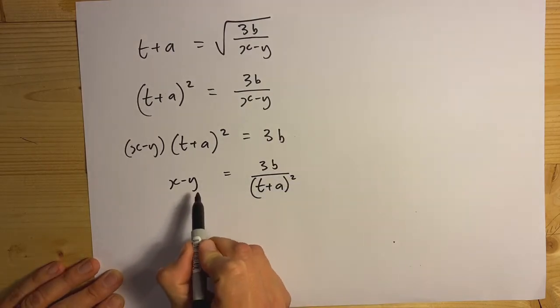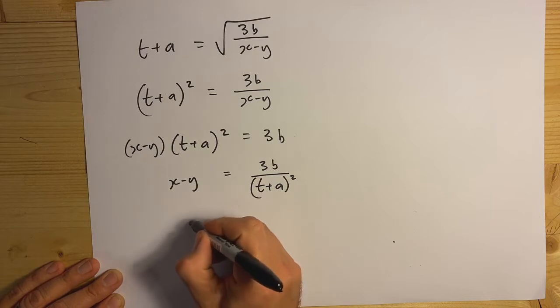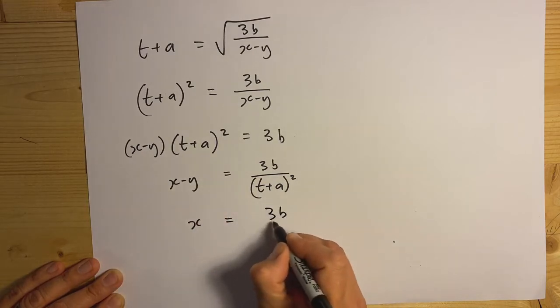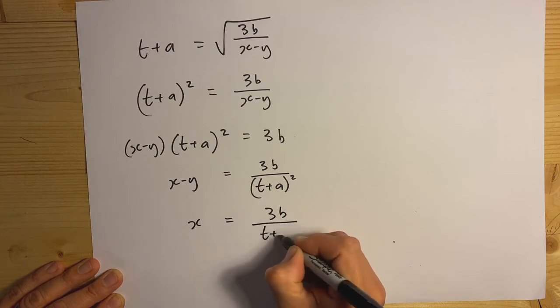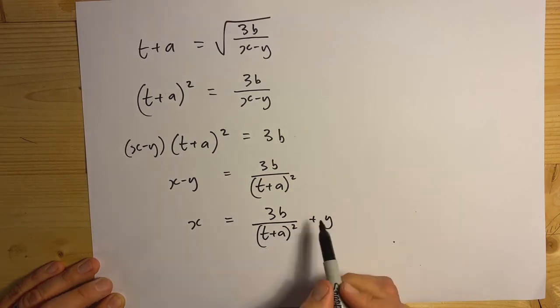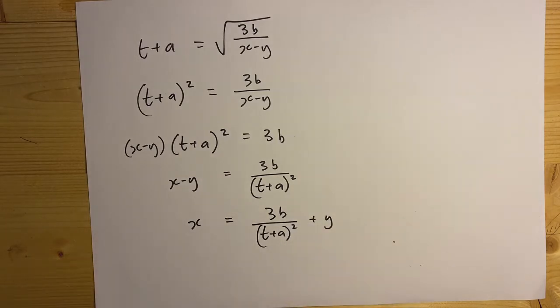And now the only thing that's left for us to do is to get rid of the minus y on this side. So we get rid of minus y by adding y. So this now becomes adding y to both sides. x equals 3b over t plus a all squared, plus y. Okay, so there we go for that one. Let's now have a look at question 3.